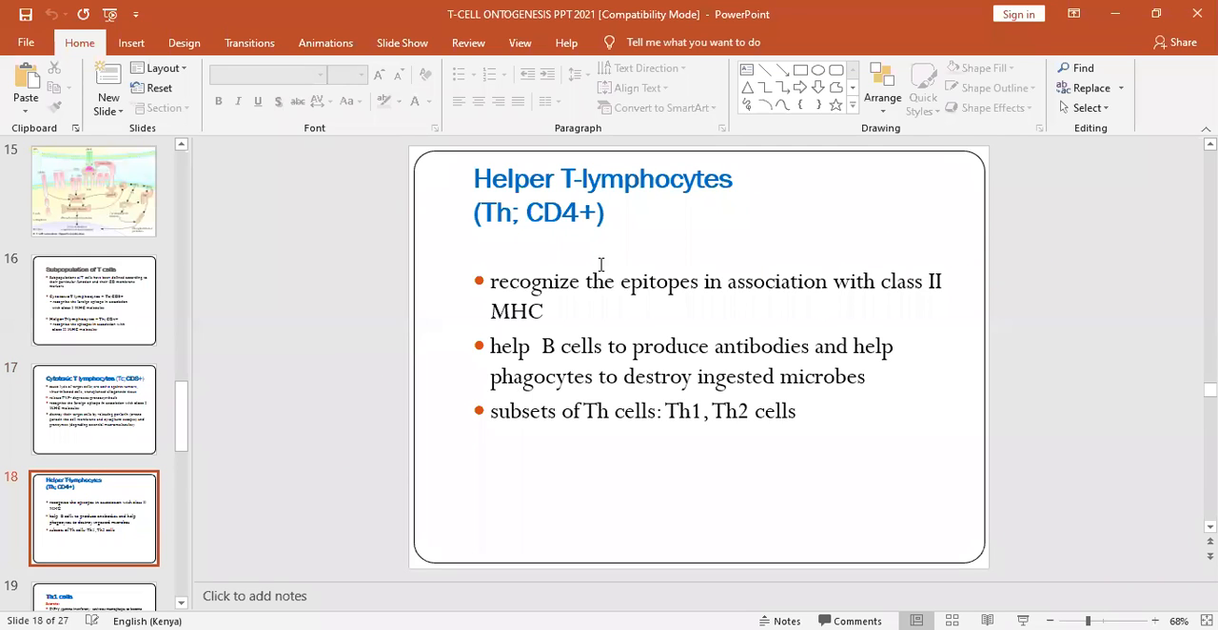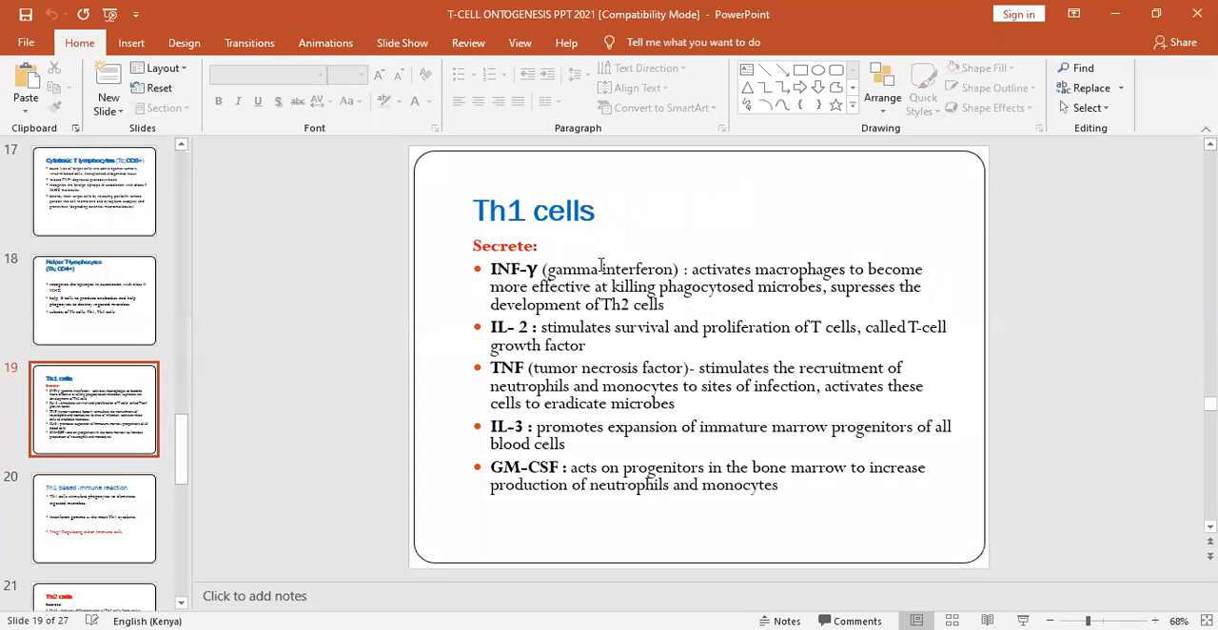Now, the T helper cells, we have said they recognize epitopes or antigens in association with class 2 MHC. I think this is just a repeat. We also find that T cells help B cells to produce antibodies, which I said earlier, depending on the nature of the antigen. Sometimes if it's an allergen, the B cells can produce immunoglobulin E. If it's a normal antigen, it can produce antibodies of different types like IgM or IgG for that matter. Then let's have a look at the subsets of the T helper cells quickly.